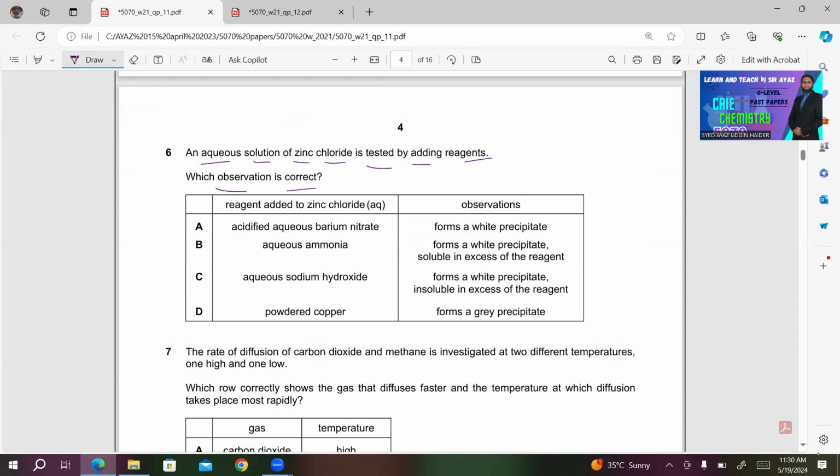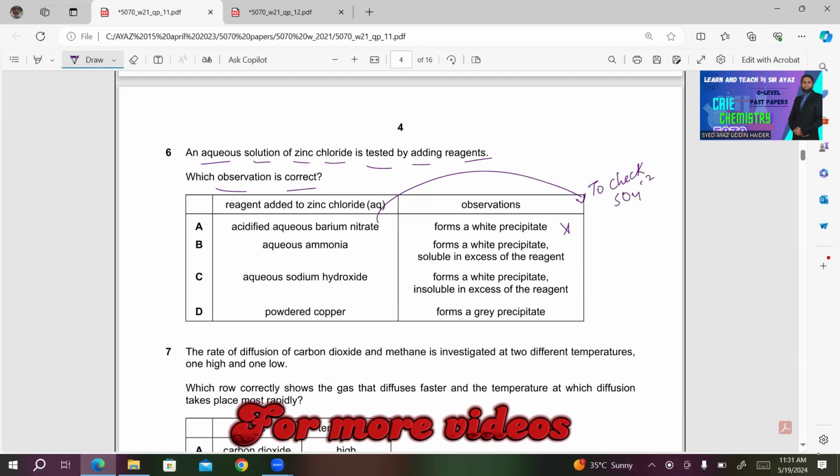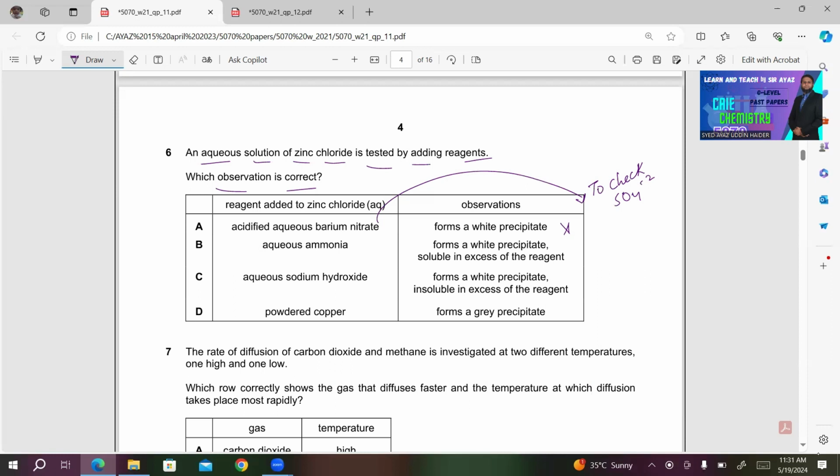A, acidified aqueous barium nitrate. Observation: forms a white precipitate. This can't be the right answer because barium nitrate is used to check the presence of the sulfate ion, SO4 2-.